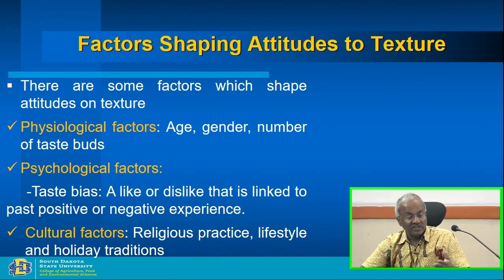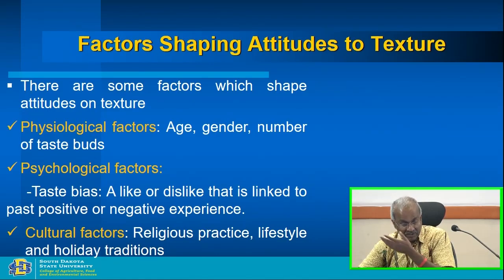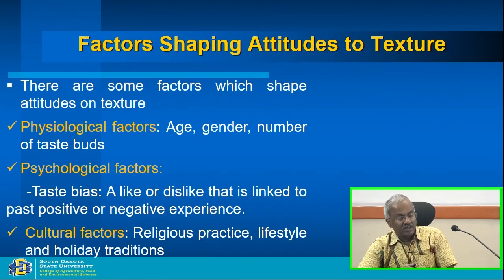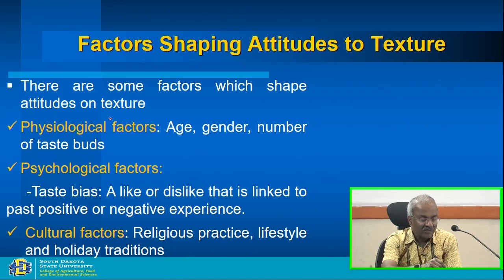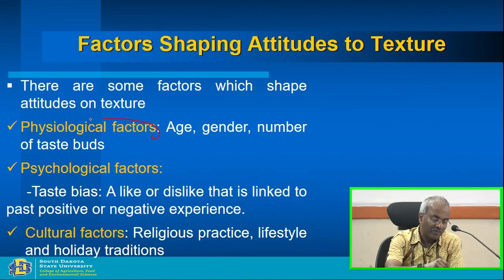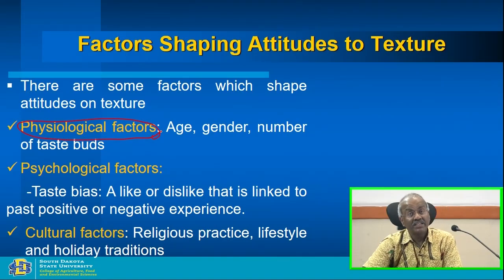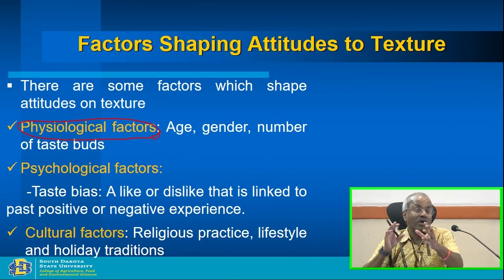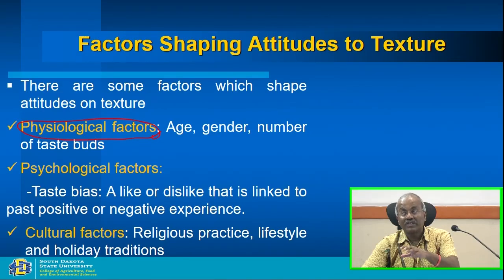So, some of the factors shaping the attitudes to texture, the sensory panels. Physiological factors play a bigger role, age, right? Older people have a different perception, younger people have a different perception. So depending upon what product you are trying to test, you need to see who is going to consume that. Based upon that, you need to select your panelists.